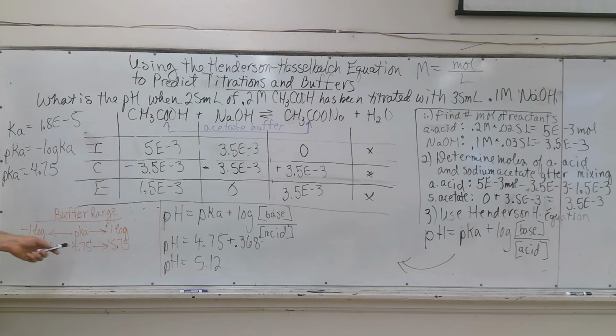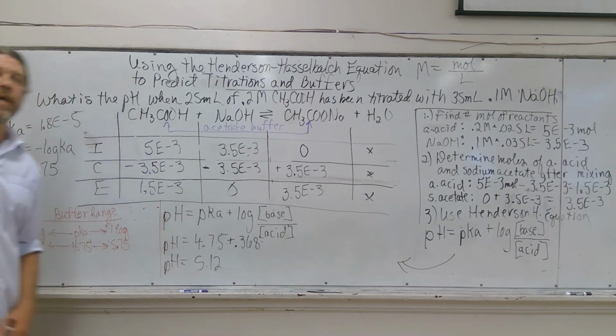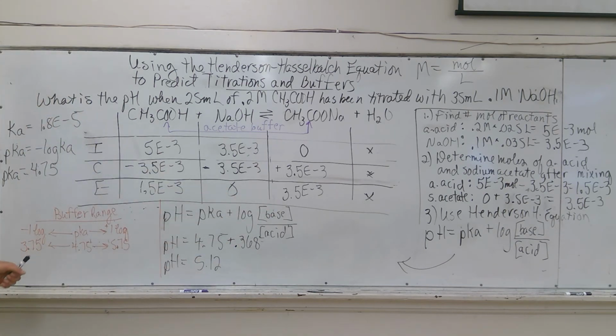Eventually, if we add too much base, we will swing past this and we no longer have any buffering capacity because the acetic acid has been consumed and the pH will start going up dramatically. Conversely, if we go below, add enough acid to hit below this pH, that means that our conjugate base has been consumed, and adding any more acid at that point will start dramatically shifting the pH downward. This explains that general pattern of the titration curve of a weak acid by a strong base.